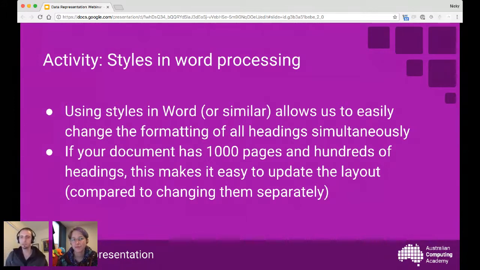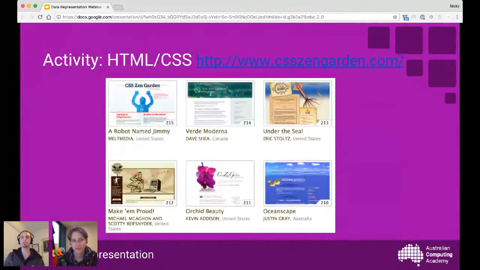Which feeds in nicely to the stuff you might be doing in web development, where we have HTML and CSS technologies specifically for that purpose. And the CSS Zen Garden is a great example. It's a website devoted to the power of CSS, the technology that's used for formatting.